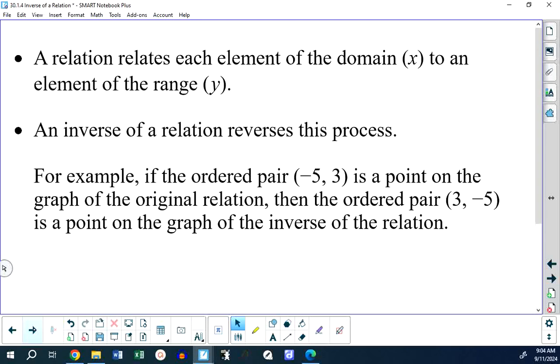So for example, if on an original relation or function, -5, 3 is a point that's on the graph of that thing, and then I say, where does that point go to when we take the inverse of that relation or function? The answer is it goes to 3, -5. So all that's happened here is the x and y coordinates have changed places. X was -5, now y is -5. We didn't change the signs of anything, we just took those two numbers and swapped their positions in the ordered pair.